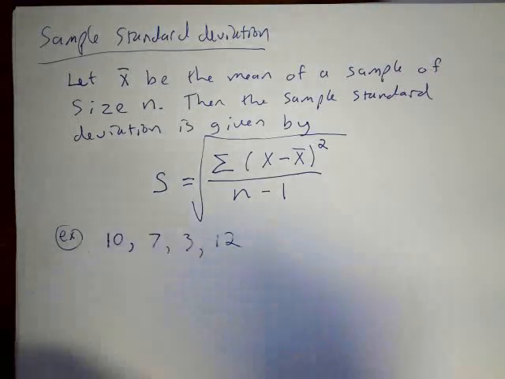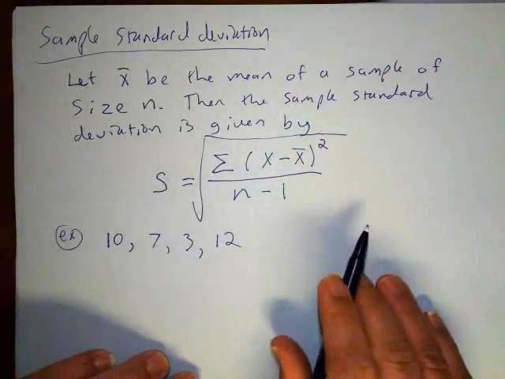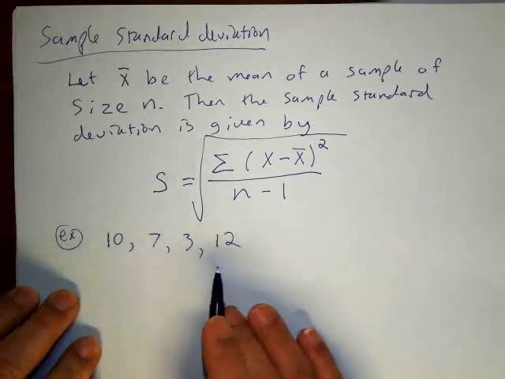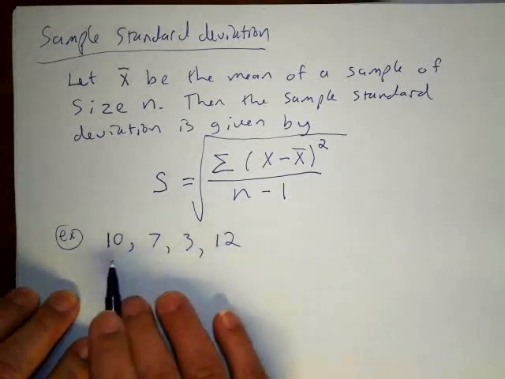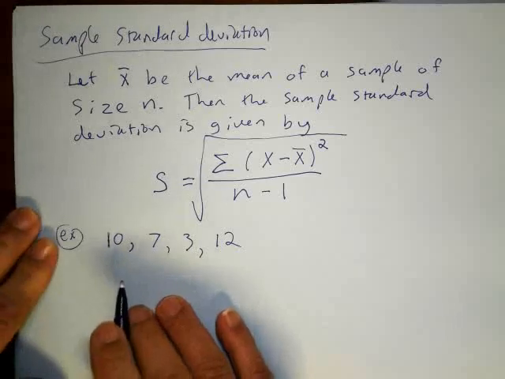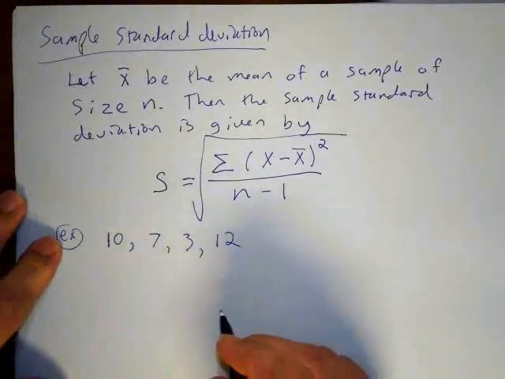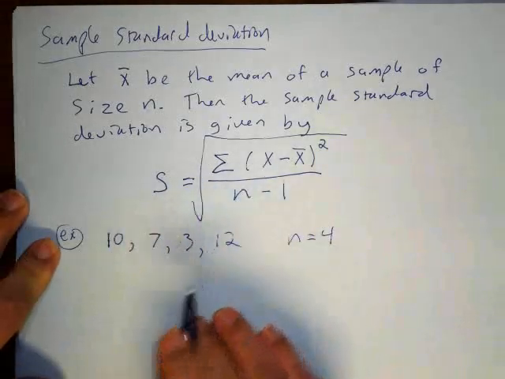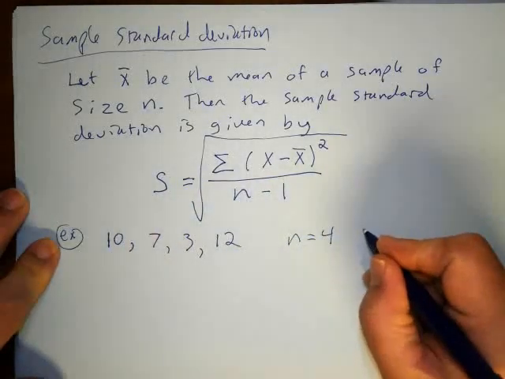Okay, we're going to now learn how to calculate the sample standard deviation, and we'll start here with a really small data set. The first thing you need to do is find n and x bar. So n here is just 4 because there are 4 values in the data set.